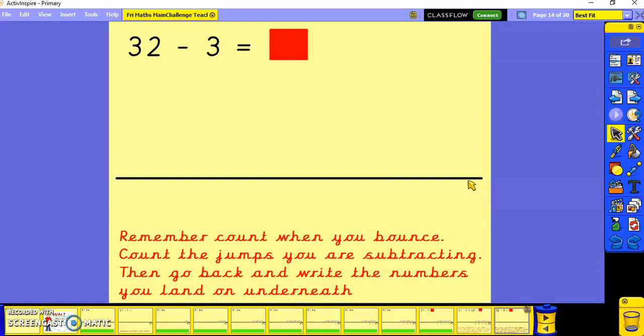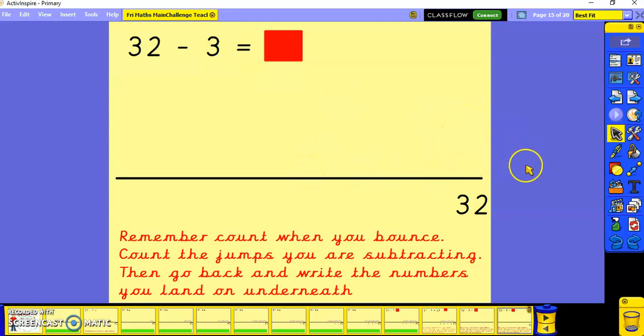Okay, now that you've all got your writing tools in front of you, make sure you've got your blank number line, and we're going to add that number to it here. We're going to put the 32 ready, because that's where we're going to be starting. Now let's look back at our number sentence. We are taking away 3, so we need to do 3 bounces backwards along our number line.